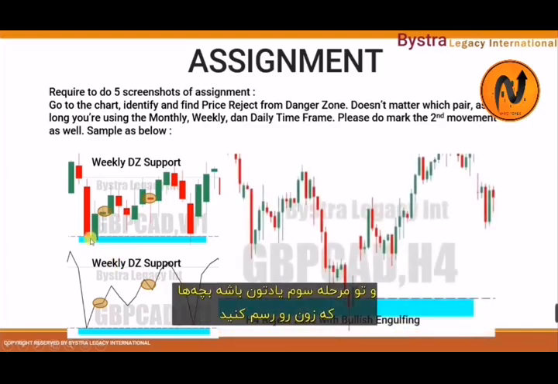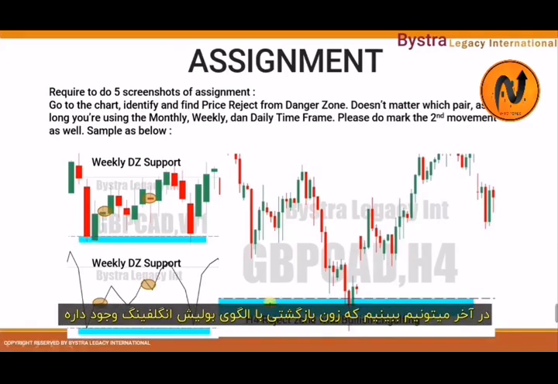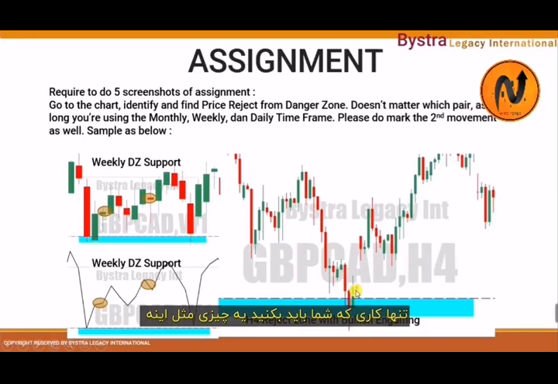And thirdly, remember guys to mark the zone. So mark the zone from the edge of the support all the way down to the shadow or the wick of the candlestick. Lastly, we can see there are rejection zone with bullish engulfing. So this is a H4 rejection. See, there's a long wick with a bullish engulfing pattern. All you have to do is just like this.